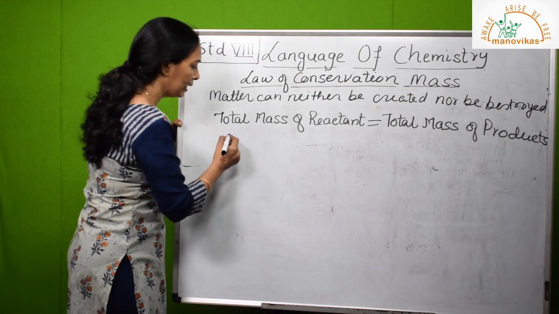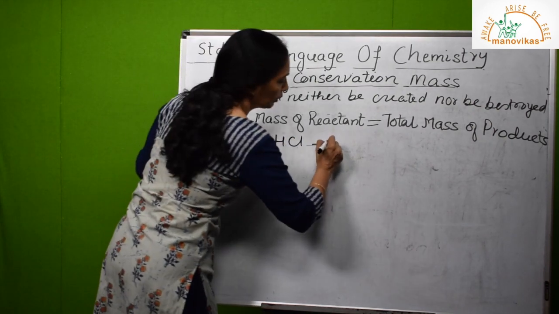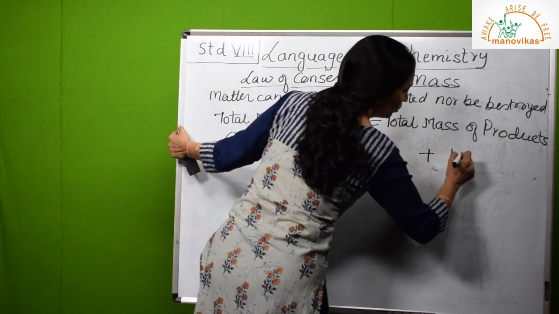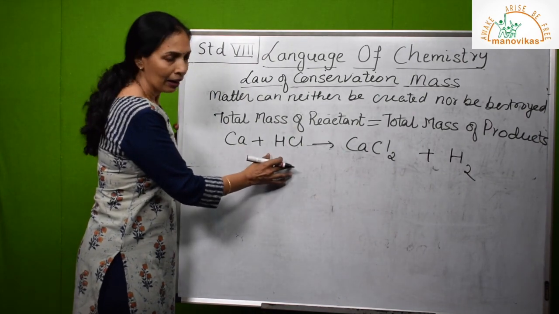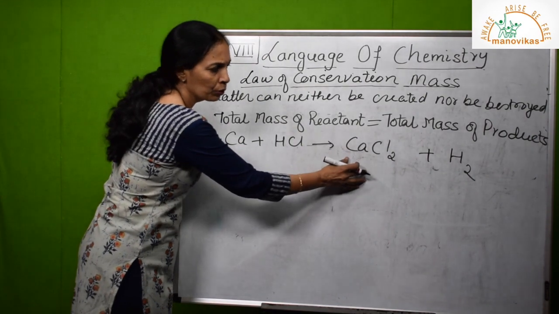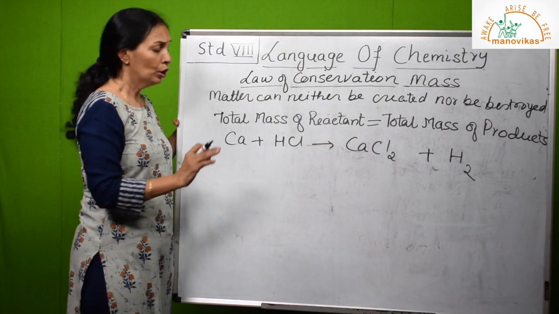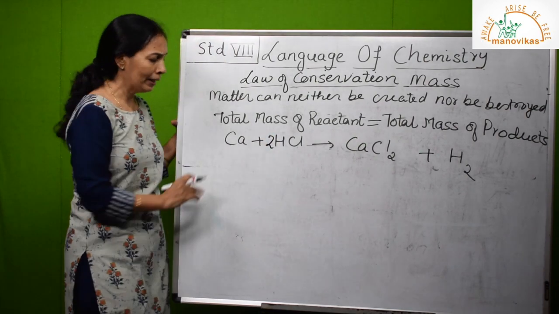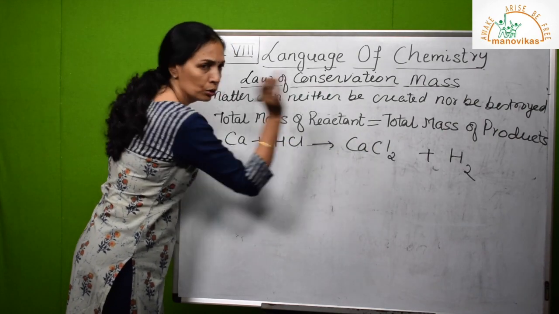Let us take an example: Ca plus HCl is equal to CaCl2 plus H2. Here, calcium plus hydrochloric acid gives calcium chloride and hydrogen. Now look at this equation. It is unbalanced, so first we have to balance it. Put a 2, then it will get balanced. So hydrogen 2, calcium 1, chlorine 2.